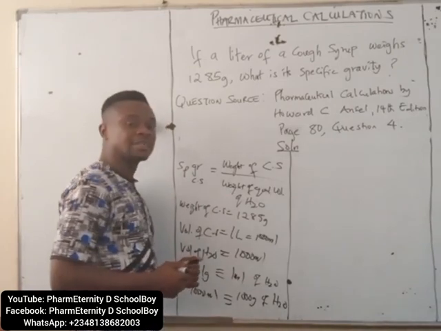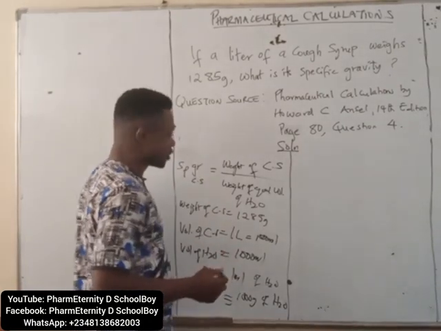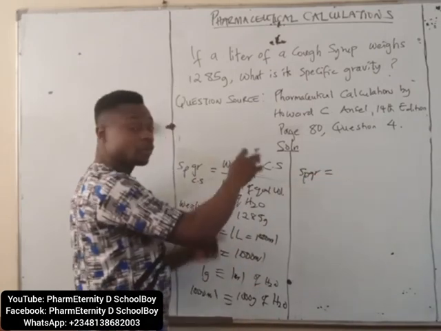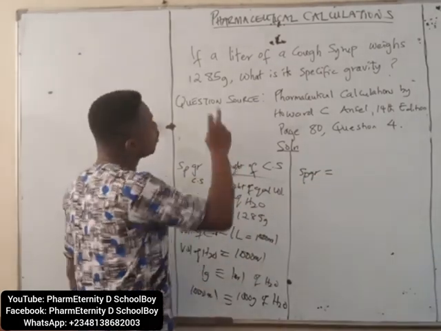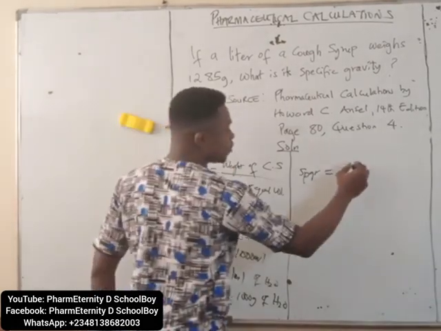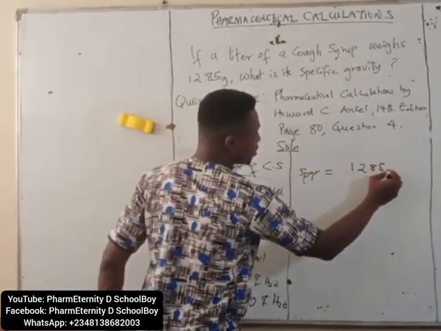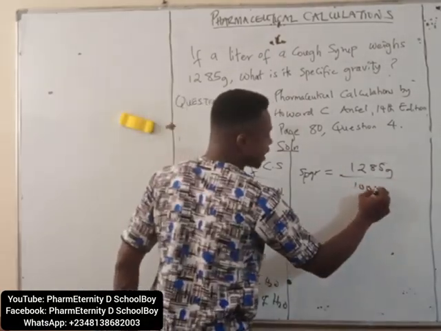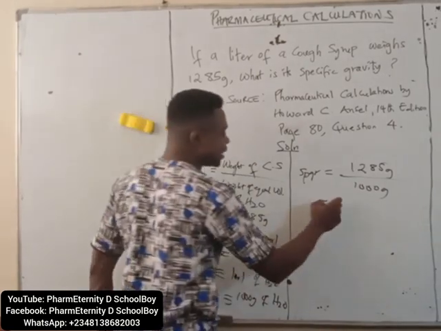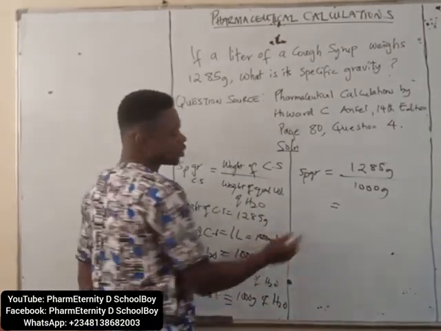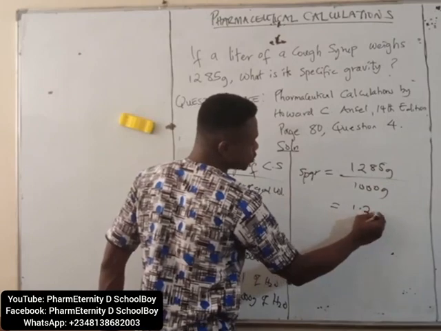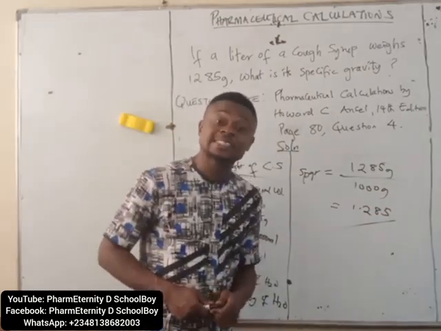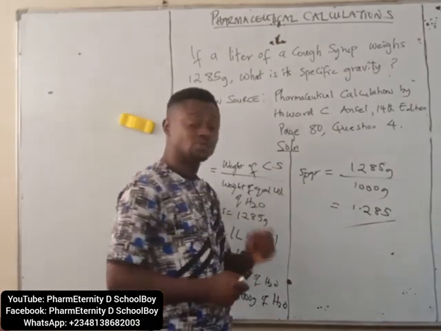Let us now calculate the specific gravity of this cough syrup. Therefore, specific gravity is now equal to the weight of the cough syrup, which is 1,285 grams, divided by the weight of equal volume of water, which is 1,000 grams. That means that the specific gravity of this cough syrup is, if you divide this, 1.285. So the specific gravity of this cough syrup is 1.285.